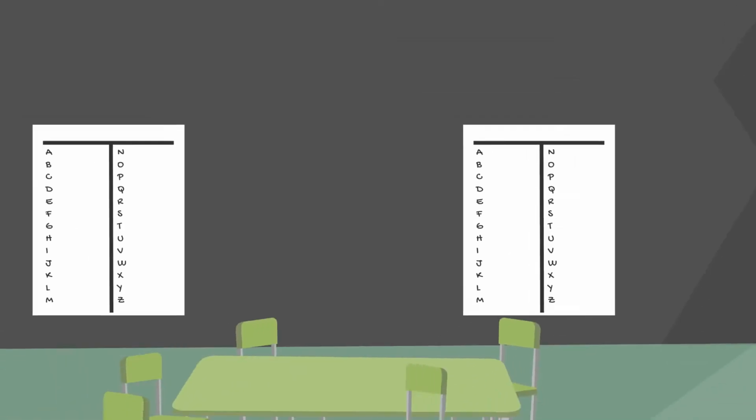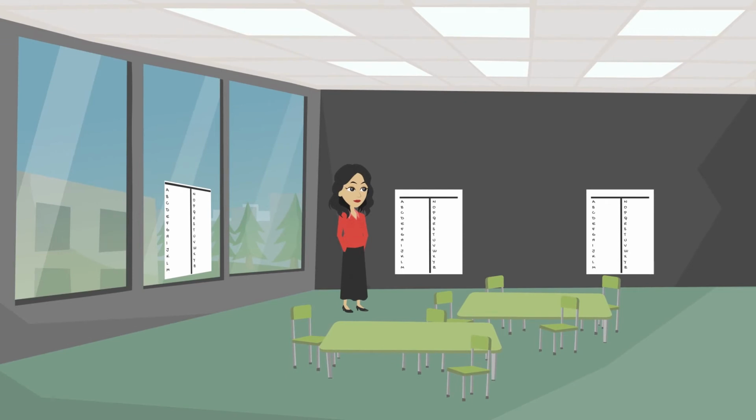To make the chart, draw a T shape on the paper and list letters of the alphabet in 2 columns, with rows big enough that students can write next to each letter. Okay, that's the prep. Now that we've done our prep, let's see the strategy in action.